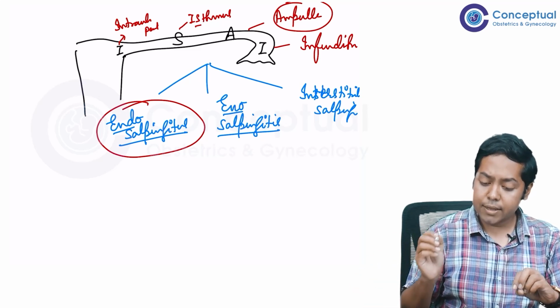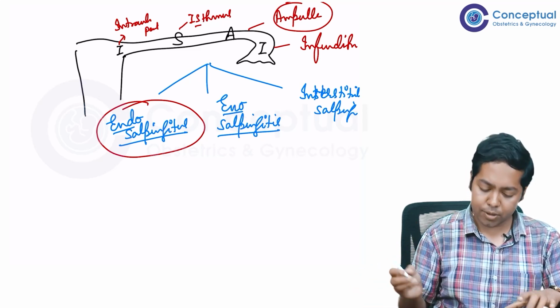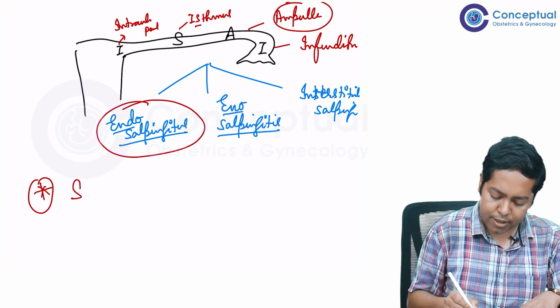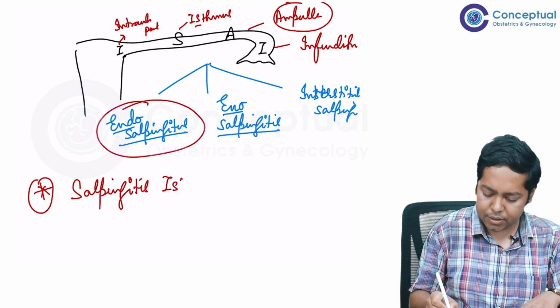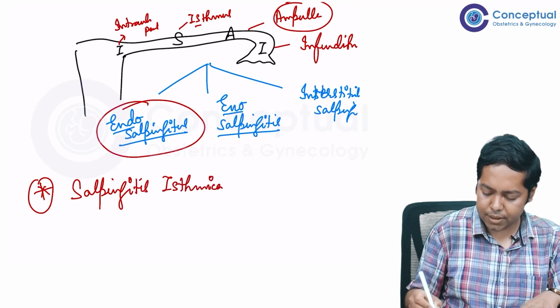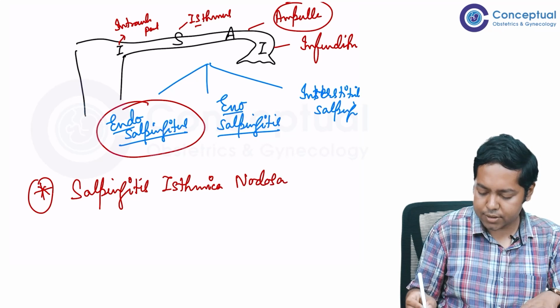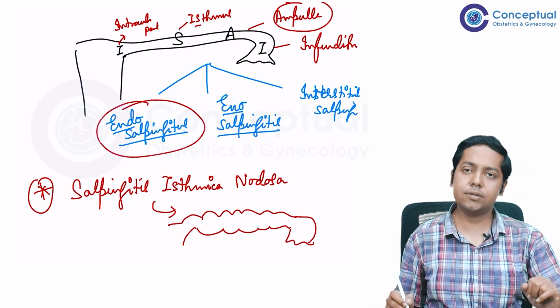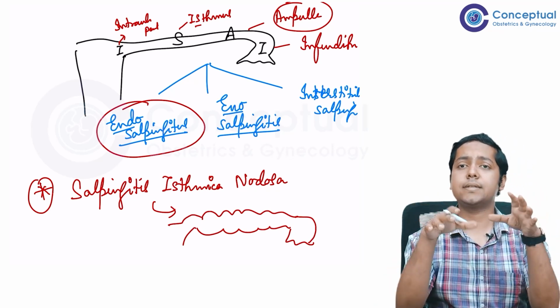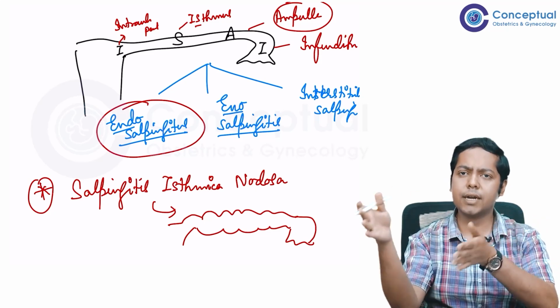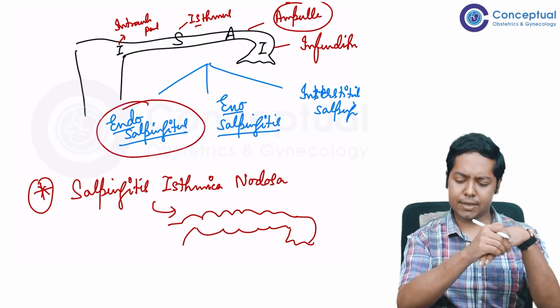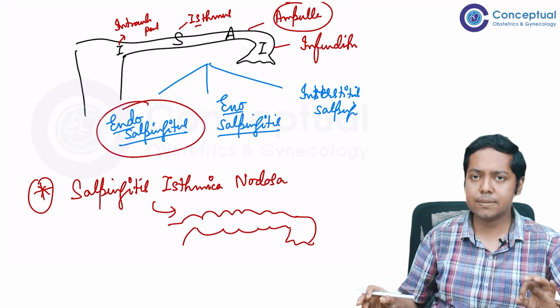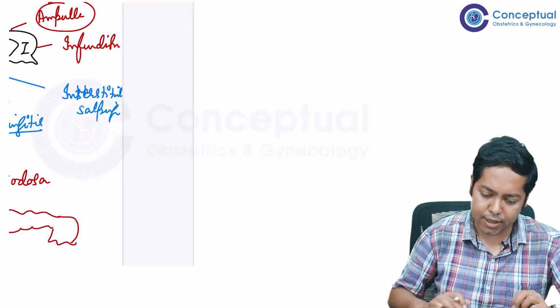Okay. Now, the tubal affection in genital tuberculosis has a specific term called salpingitis isthmica nodosa. It refers to the beaded appearance of the tubes, which is commonly seen in genital tuberculosis. Apart from the beaded appearance, there are other appearances also, which we will be talking about a bit later in the HSG findings. So for now, remember salpingitis isthmica nodosa is specific for genital tuberculosis.